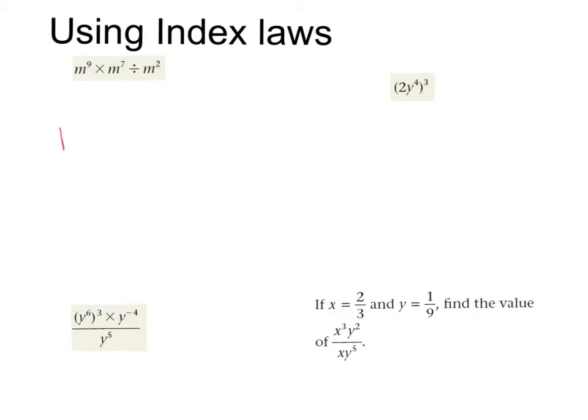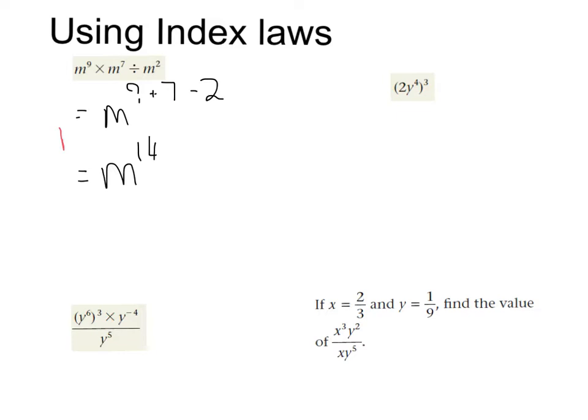So, to answer this question, simply put, the base is m, the power is going to be 9 plus 7, and when it's divided by m to the power of 2, it's negative. So you go 9 plus 7 minus 2, that is 14. The answer is m to the power of 14. Okay, so that was pretty easy.